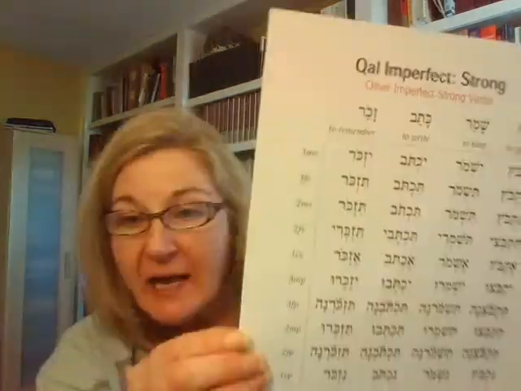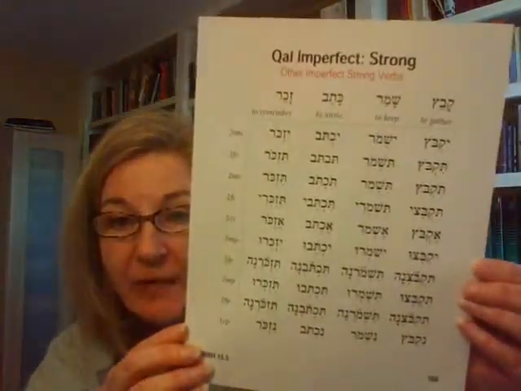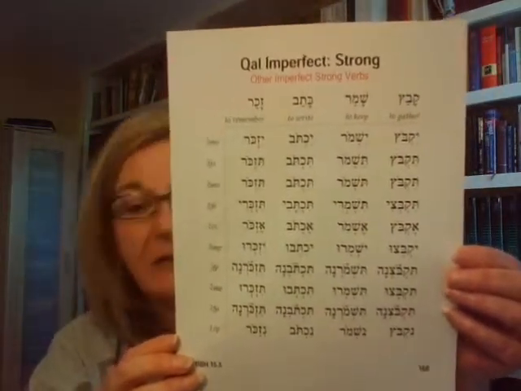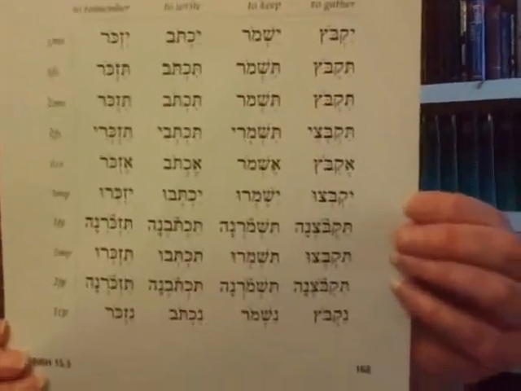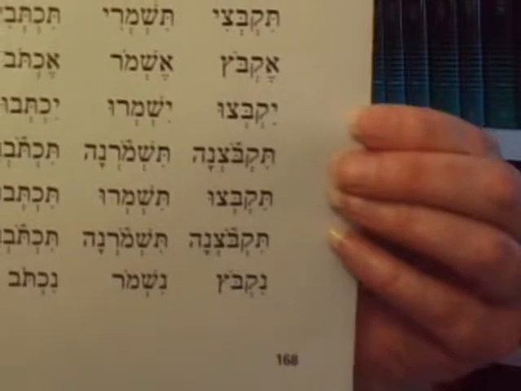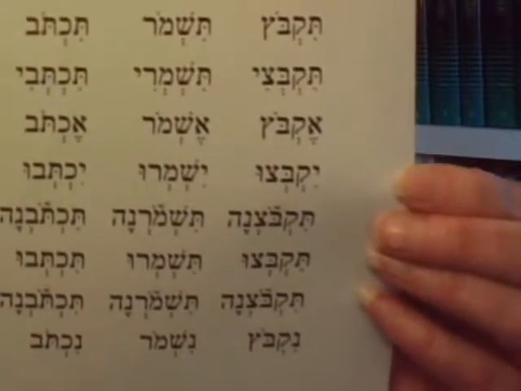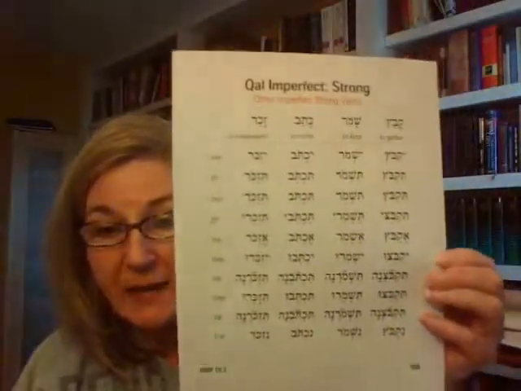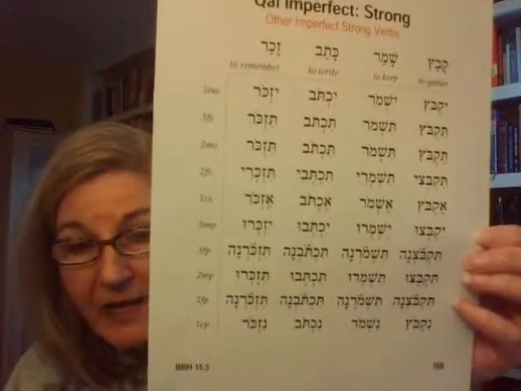And welcome to the second portion of the Qal Imperfect Strong Verb. If you look on page 169 or 15.5 of your textbook, you'll see a paradigm that gives you a number of Qal imperfect declensions of verbs. One thing you'll notice is that once you memorize the Qal Imperfect Strong paradigm, you will be able to identify and parse all of the Qal imperfect strong verbs.